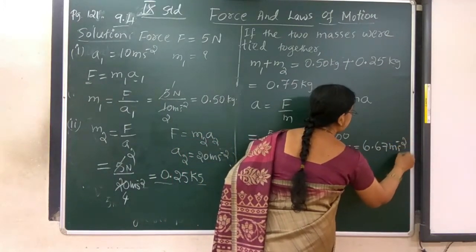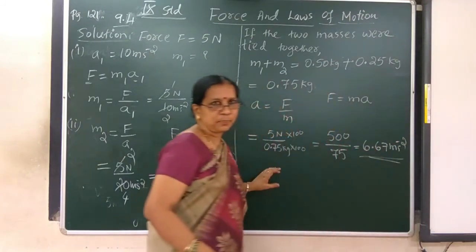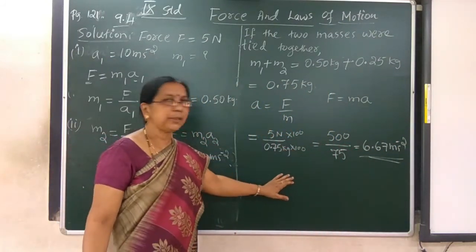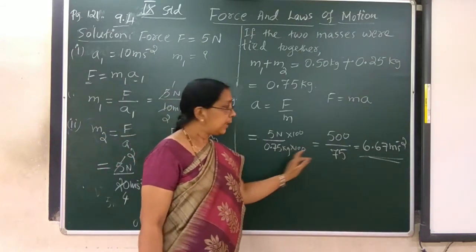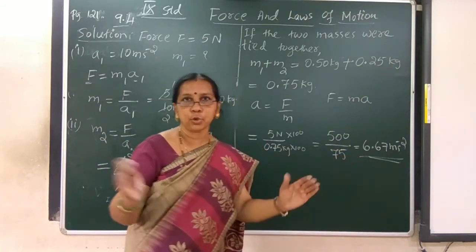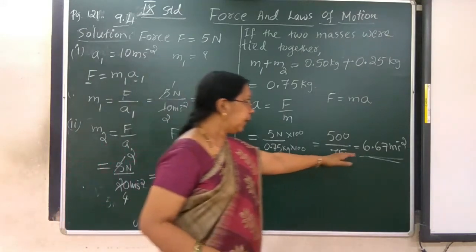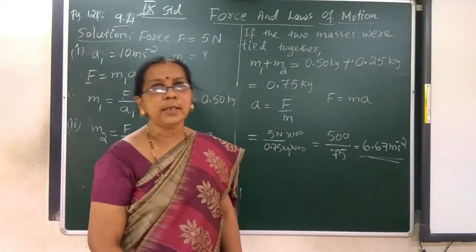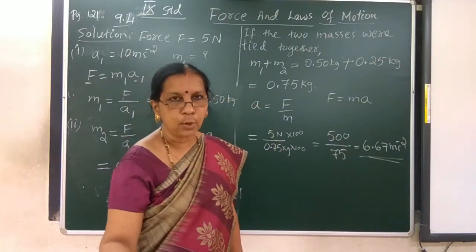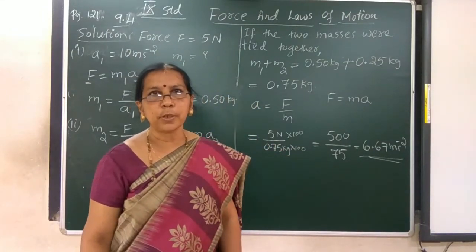So this 6.67 meter per second square is the answer. When two masses are tied together, it gives an acceleration of 6.67 meter per second square. So this is how this problem is to be worked out.